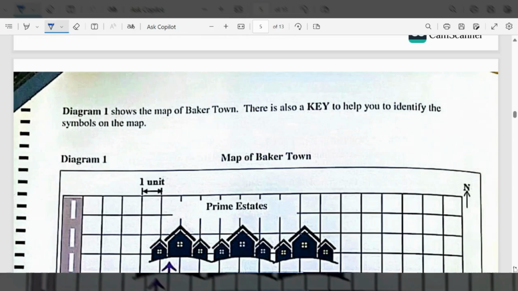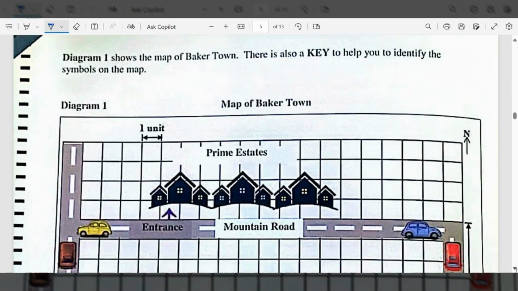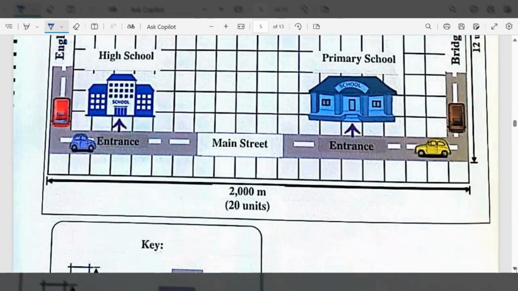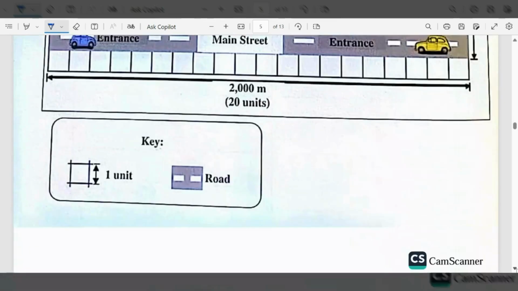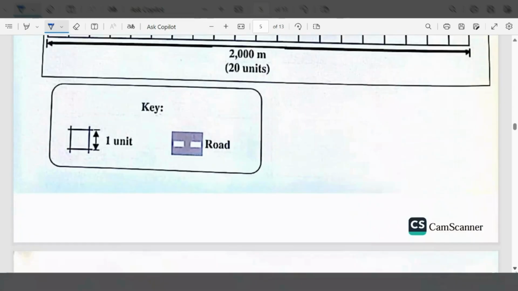Let's move on to the next information. Diagram 1 shows the map of Bakertown. There's also a key to help you to identify the symbols on the map. We can see the town here and the different symbols and labels and the keys for each square. That's 1 unit, and we can see what the road looks like.